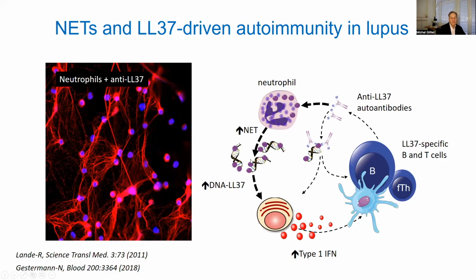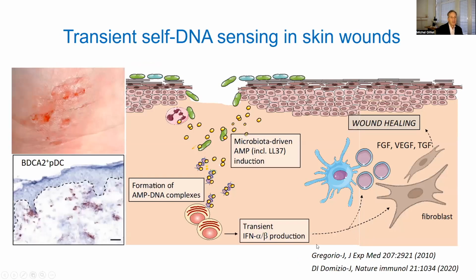We have activation of neutrophils to release NETs, formation of DNA IL-37 complexes, which activate PDC to produce type 1 interferons, and this then elicits follicular T helper cells and B cells to produce anti-IL-37 antibodies, which further amplify neutrophil activation with the release of more complexes that activate PDC, again providing a feedback loop which amplifies autoimmune inflammation.